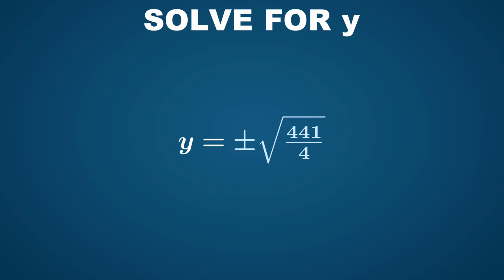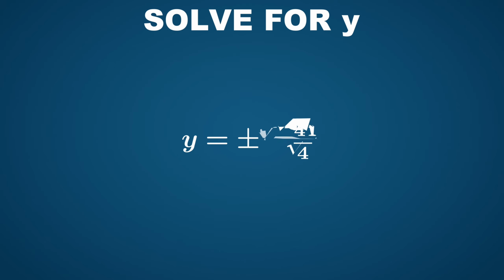When we take a square root, we must remember the plus or minus sign. So y is equal to the positive or negative square root of our big fraction. We can take the square root of the top part and the bottom part separately. The square root of the denominator 4 is simply 2.